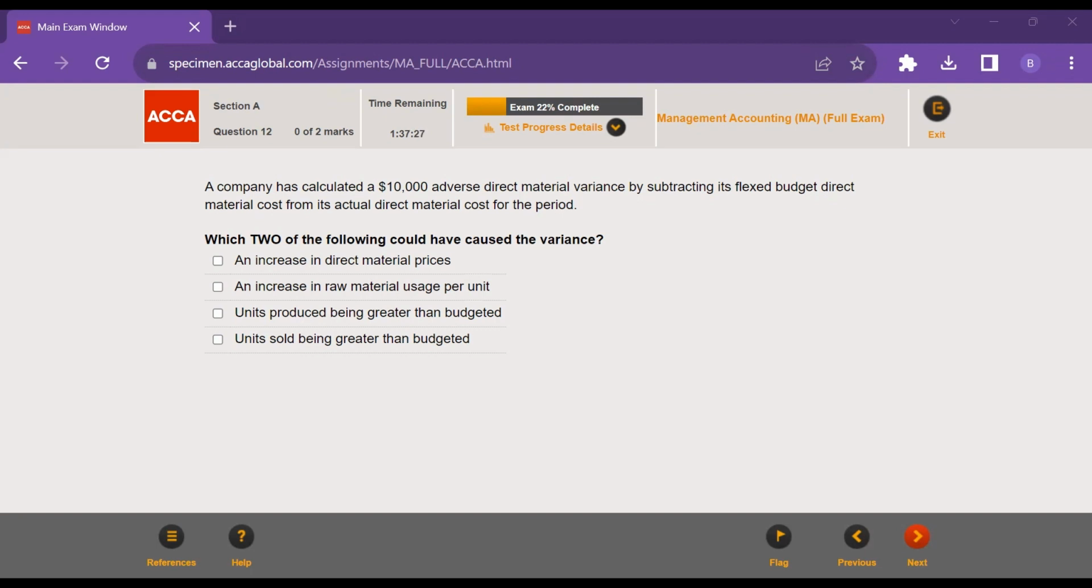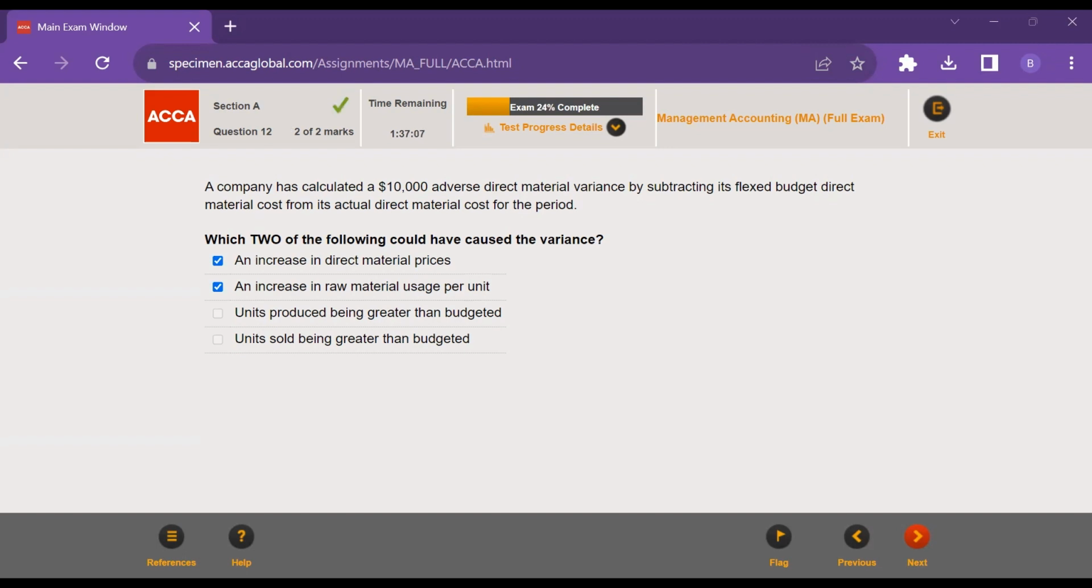So we can eliminate option 3 over here, units being produced greater than budgeted. Since we have already flexed the budget, we do not have to consider for unit differences, right? Units being sold greater than budgeted again can be eliminated. So anyway, we are left with only the first two options. So these have got to be the answer. Now let's see why these are the right answers.